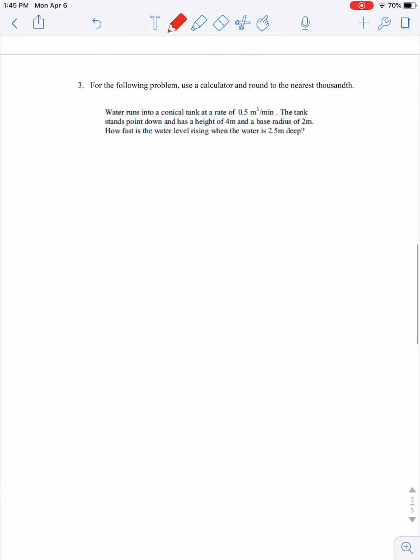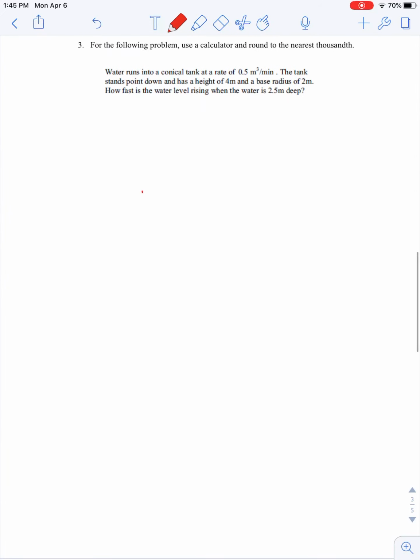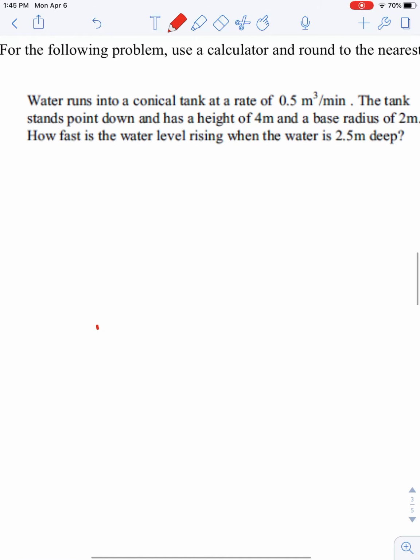Number 3. On number 3, this is probably one of the hardest ones you're going to see. Gets a little tricky here. So I'll just write the information as I know it. Water runs into the conical tank at a rate of, look at the label. The label is cubic meters per minute. That's telling me volume. Change in volume is 0.5.